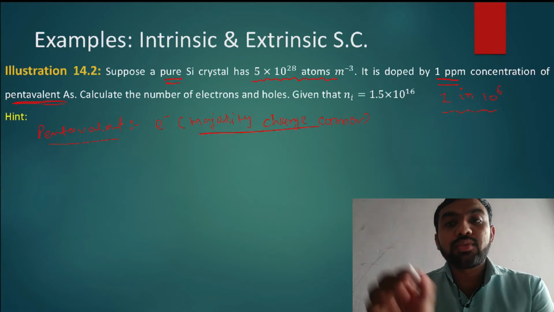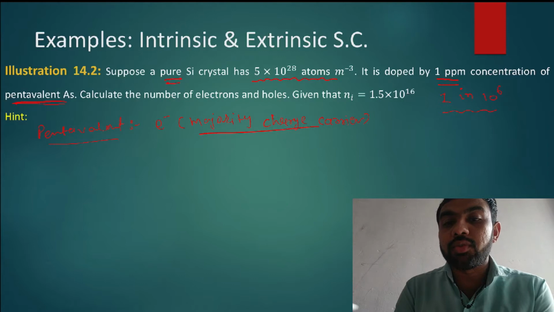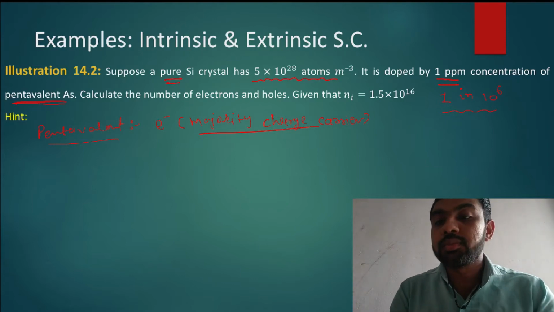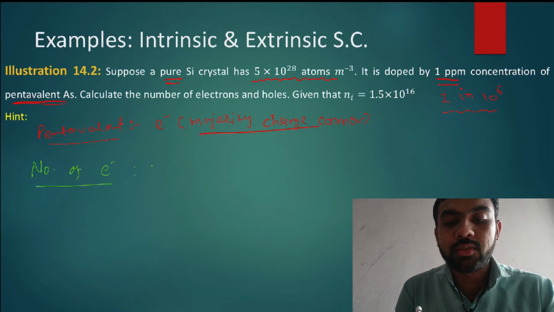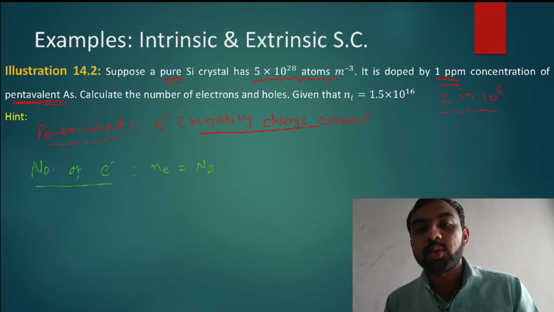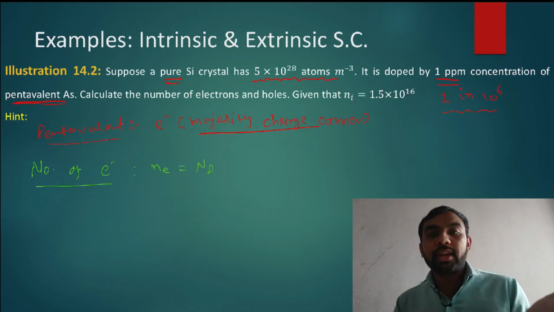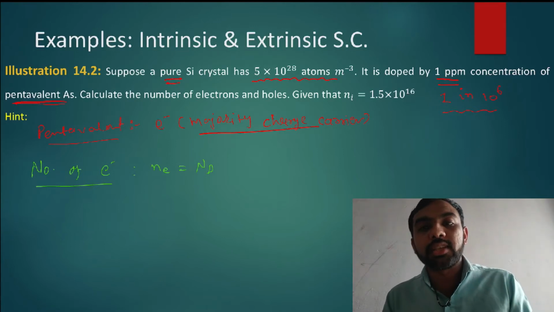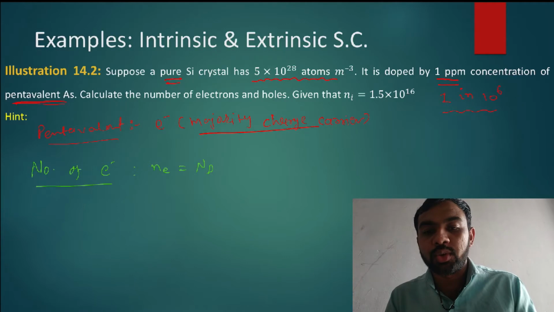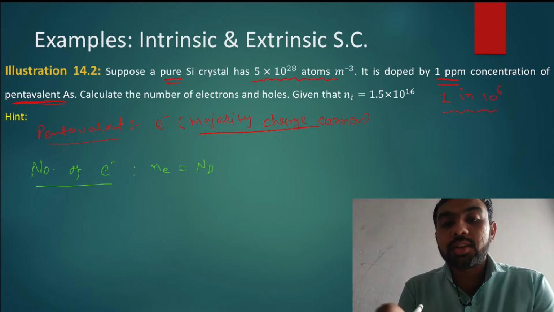So here, as we discussed in the theory session, what is the number of electrons? Write down: number of electrons, Ne is equal to N donor. Because in pentavalent, this impurity donates 1 electron, so we consider Ne is equal to N donor, as we discussed in the theory session.